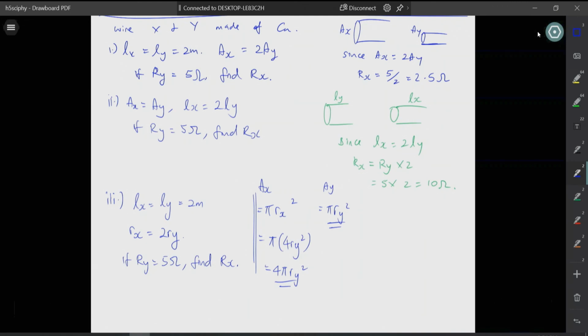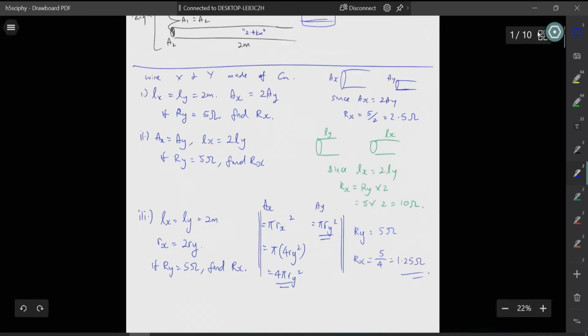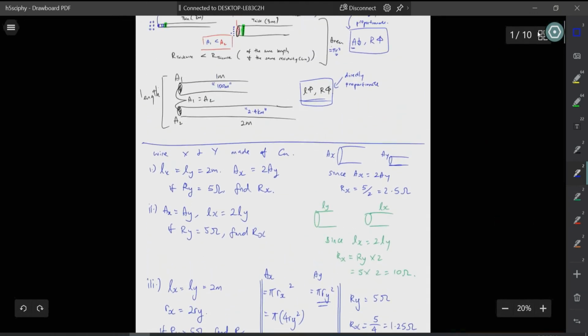Now with this we go back to our first working here. The area is 4 times different. So if Ry equals 5 ohm, Rx will be equal to, because the area is 4 times larger, we divide by 4, so 5 over 4, which is 1.25 ohm. So this is my Rx. I'll just stop the introduction to wire resistance here.